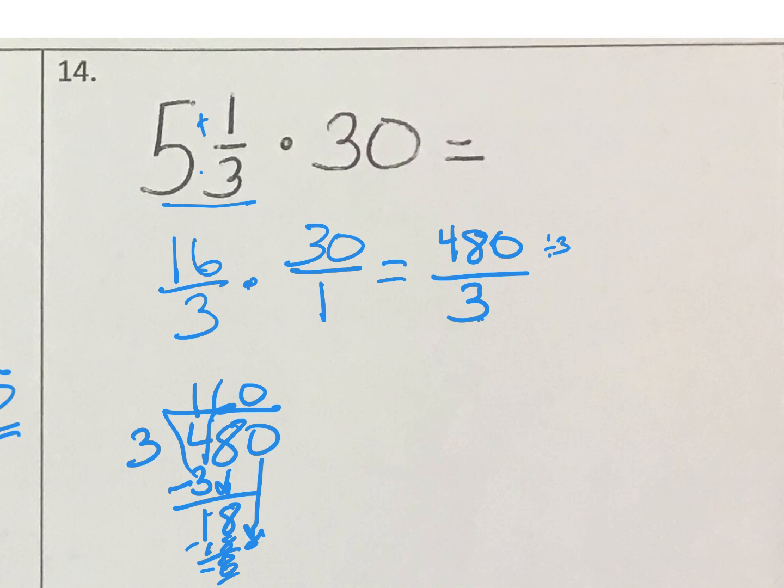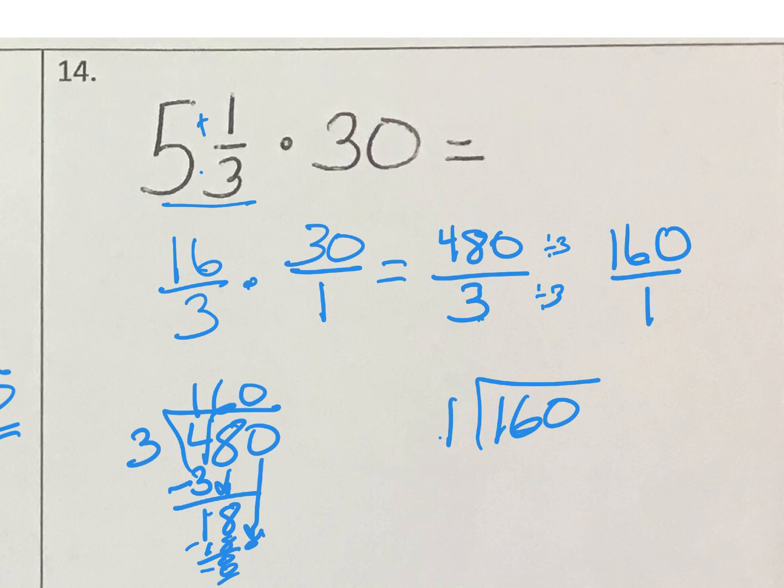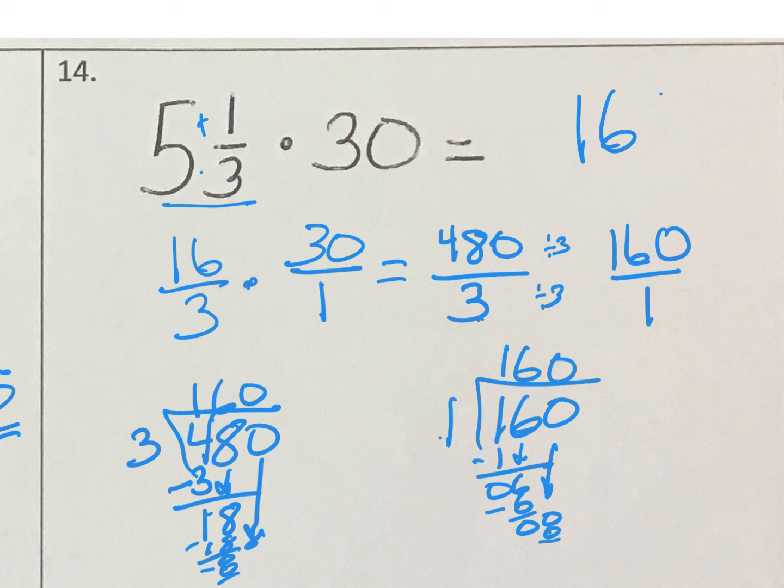So if I do divided by 3 and divided by 3, that's going to get me 160 over 1. Now we know that any number over 1 is the whole number. Because I could divide this, since it's improper, I could go 160 divided by 1. How many times does 1 go into 1? 1 time. How many times does 1 go into 6? 6 times. Subtract that out. That's 0. Then I bring down my 0. How many times does 1 go into 0? 0 times 0. My answer is 160.